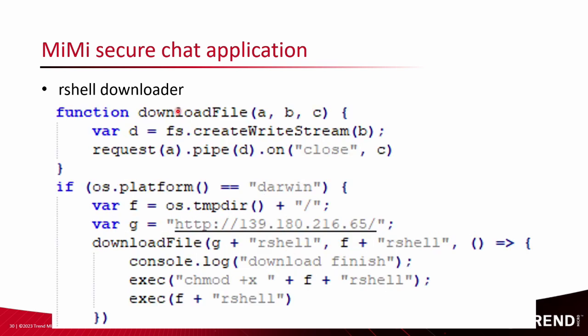For the macOS version, it looks very similar. It checks the platform for Darwin, with a hard-coded IP address, and the file downloaded is named rshell. After downloading, chmod +x, so it's made executable, and then executed.